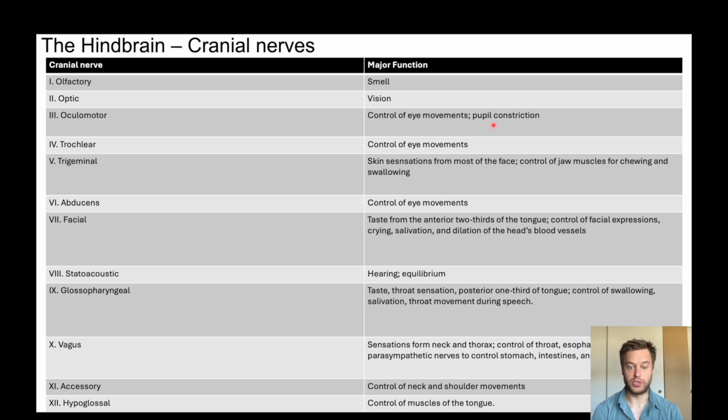We also have the trochlear, which is control of eye movement, or the trigeminal nerve, which is important for skin sensations, control of jaw muscles for chewing and swallowing. And when you have damage to some of these nerves, I'll get to that in a second. The cranial nerve 6, which is abducens, is another cranial nerve that controls eye movement.